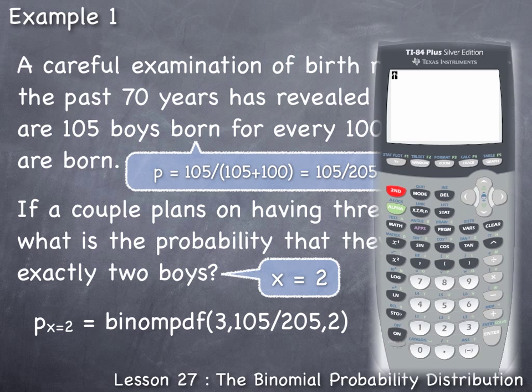The binomPDF command is found on the calculator by going 2nd, DISTR, to find the probability distributions, and arrowing down till we find the one we need, in this case binomPDF. With the cursor on binomPDF, we press enter to select. Then we enter the 3, comma, 105 divided by 205, comma, 2. Close parenthesis, enter, gives us our result. And here the probability rounds off to about 0.384.